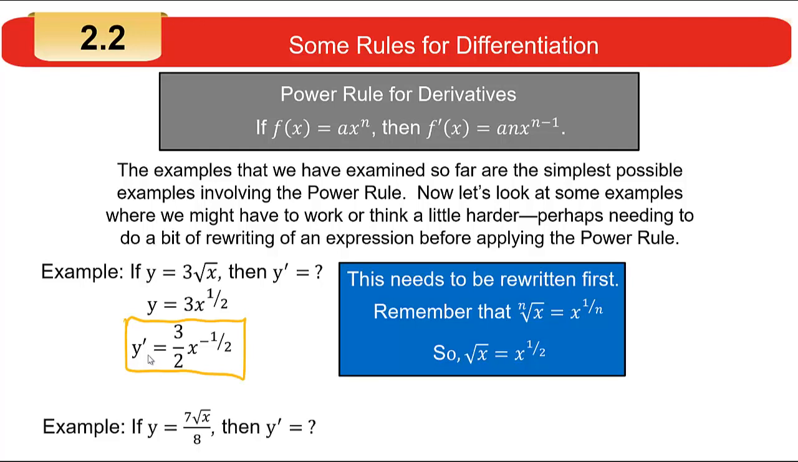And this one, y is equal to 7 times the square root of x over 8. What is y prime? Again, that doesn't look like the power rule, but if you think of the square root of x as x to the 1/2, you can rewrite that as 7/8 x to the 1/2. And once you do that, you can see the power rule does apply, and you multiply 1/2 times 7/8 is 7/16, and then you subtract 1 from 1/2 and you get negative 1/2.